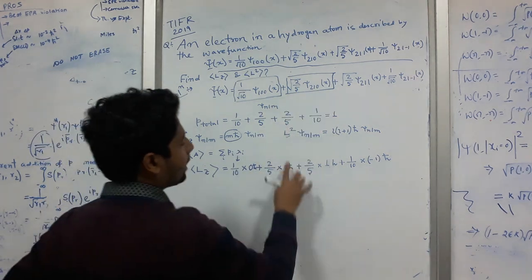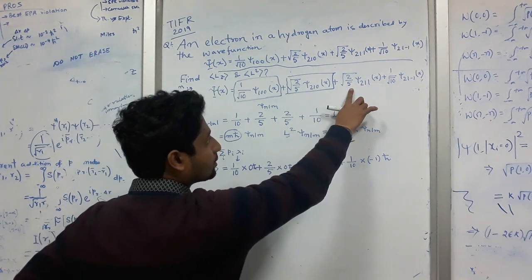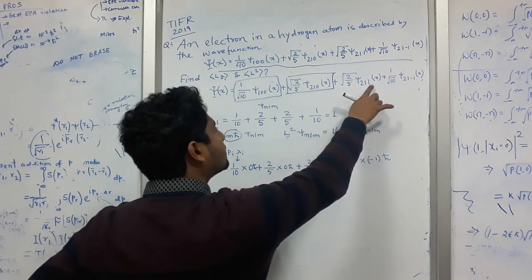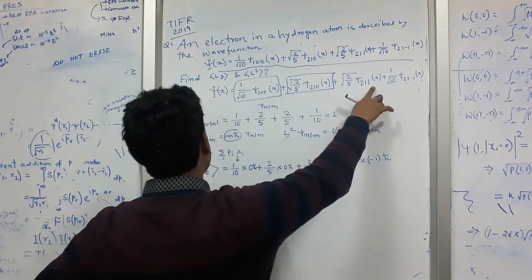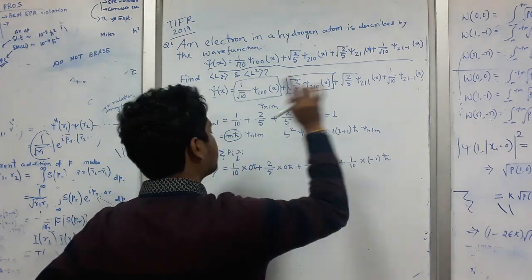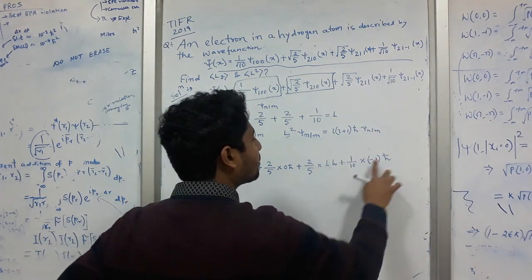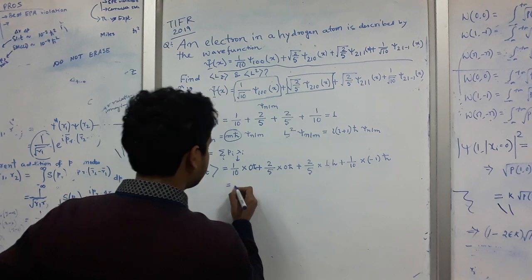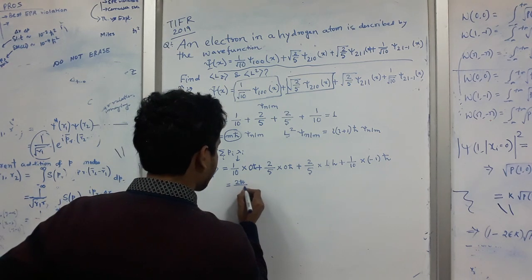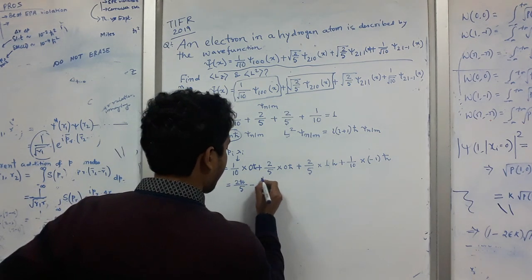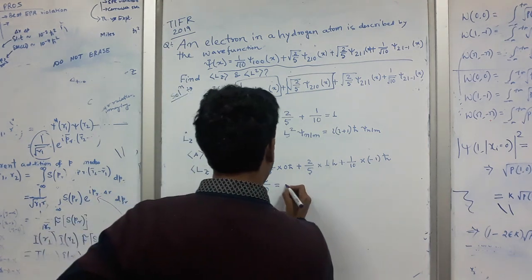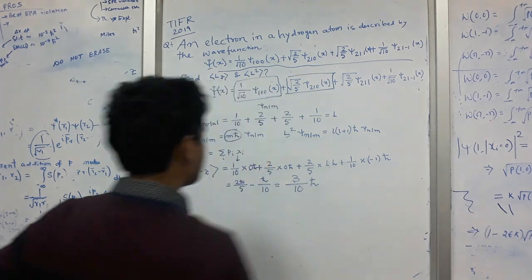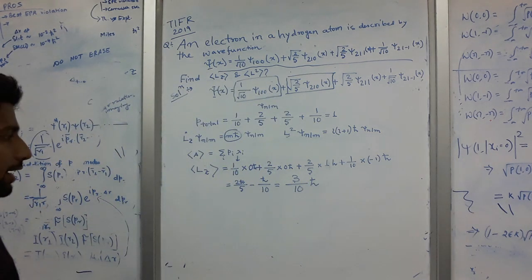2 by 5, lambda I is 0. For the third one, similarly 2 by 5, but here lambda I, what is the eigenvalue? Since the value of m is 1, the eigenvalue is m h cut, so 1 h cut. Similarly for the third one, 1 by 10 into minus 1 into h cut. So this is the expectation value of LZ.